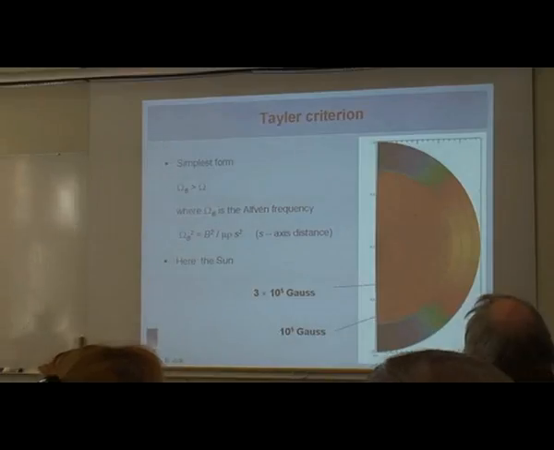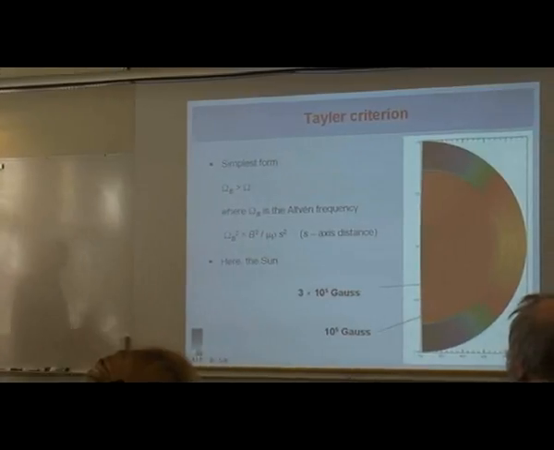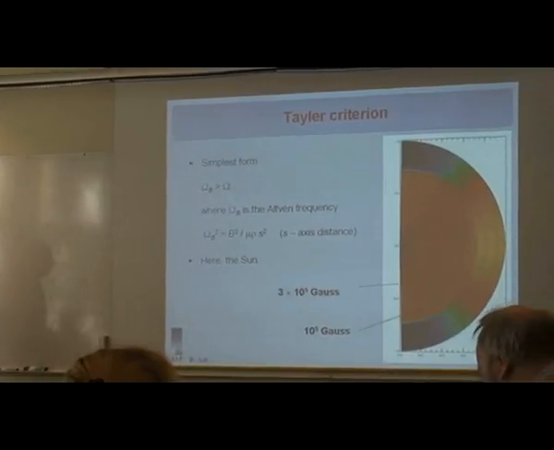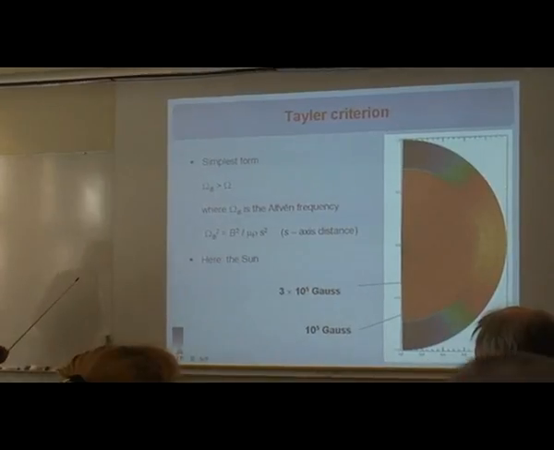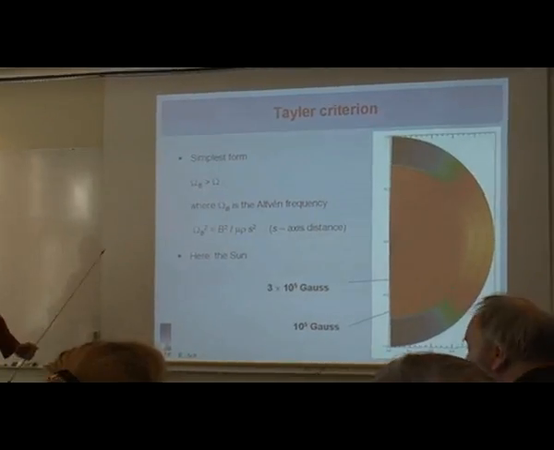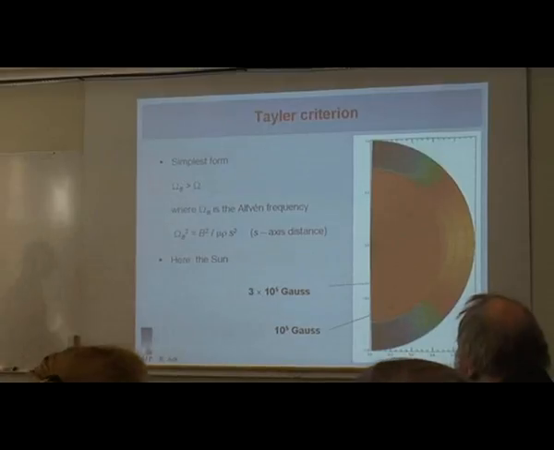So, Tayler instability is a current-driven instability. You have magnetic fields which are not current-free, and if they get strong enough, they get unstable. It's usually a strong field instability, different from the MRI, which is a weak field instability. This is maybe an easy way to define it.